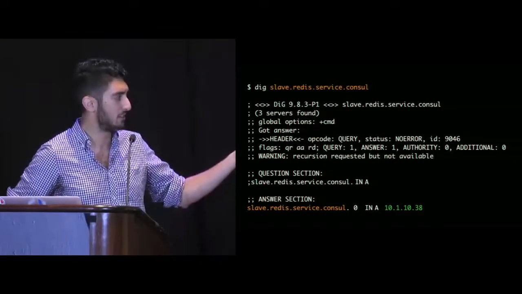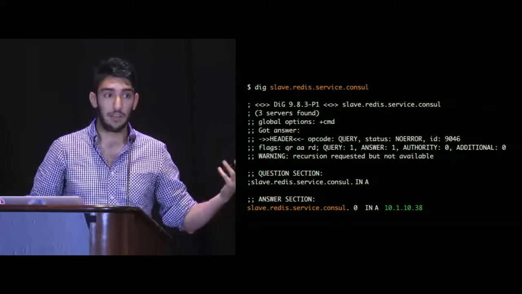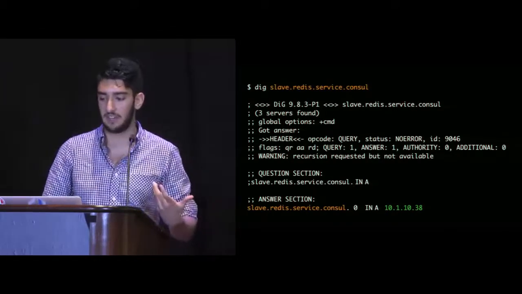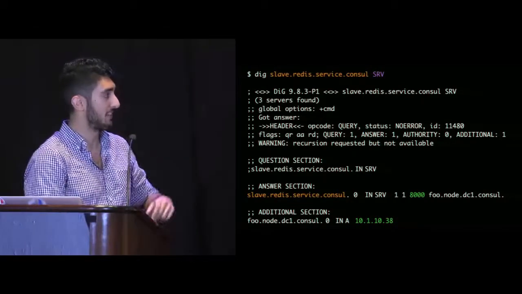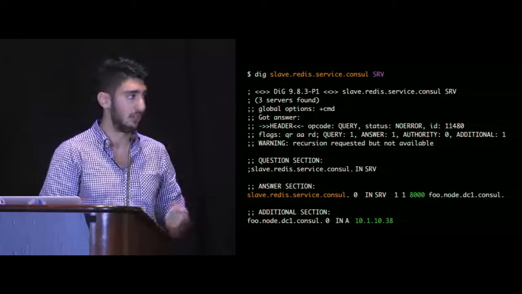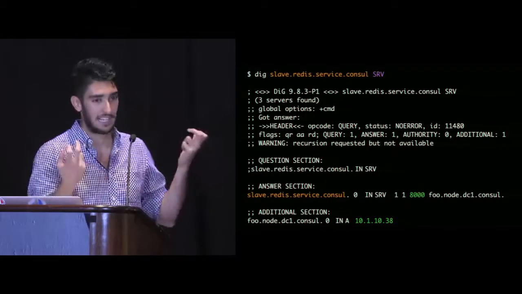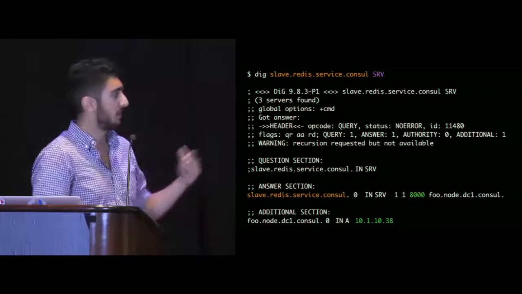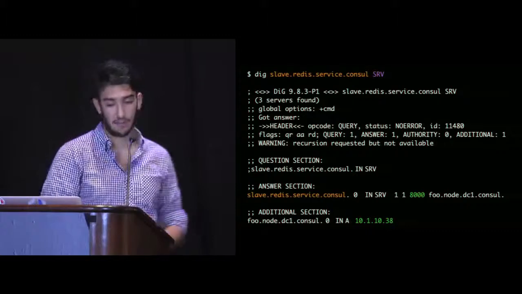This is great. We have an IP address, but we don't have a port. One way of getting around this is to just respect the DNS standard and ask for an SRV record. An SRV record basically includes the port information with the result. Now we're doing the exact same query to Consul, but instead of doing an any type request, it's an SRV request. Consul properly returns, go to port 8000, here's the IP address of that node.